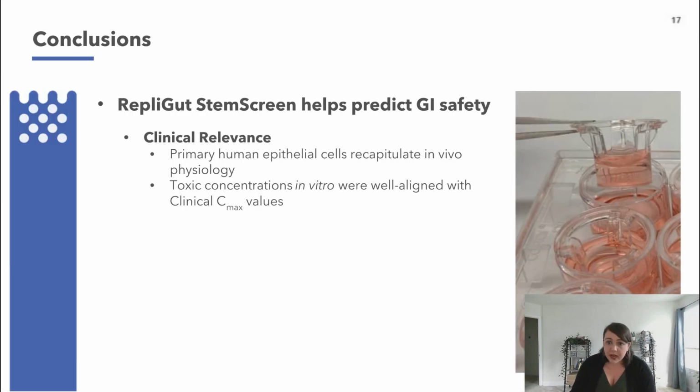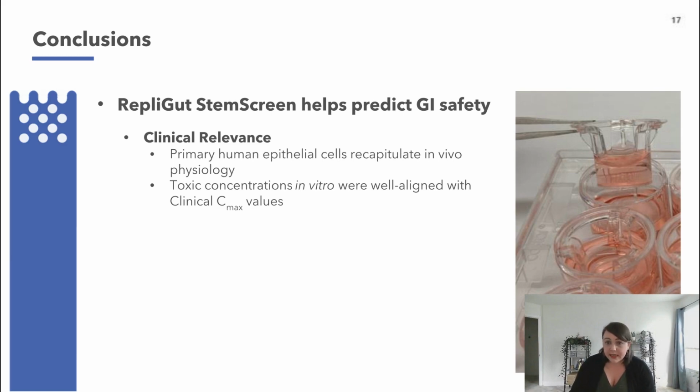So in conclusion, I think I showed you today that the monolayer platform that we're using can help predict GI safety. I think that there's a lot of clinical relevance from this platform. We are using primary human epithelial cells, and this helps to recapitulate that in vivo physiology. We're actually using the cells isolated directly from organ donors. And the toxic concentrations that we found in our in vitro model well aligned with clinical Cmax values.